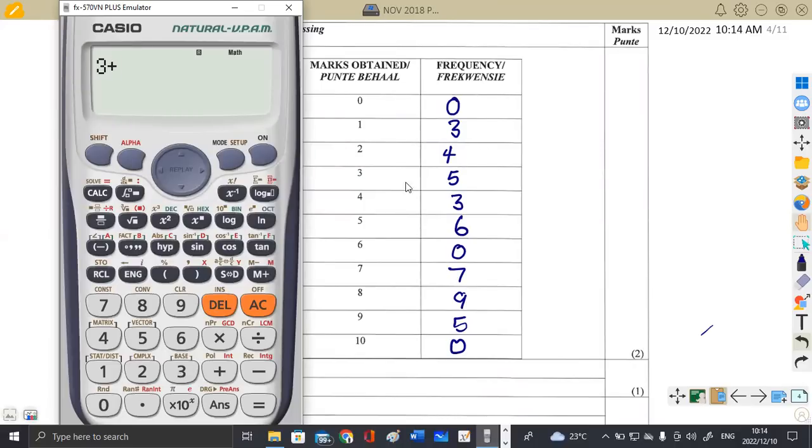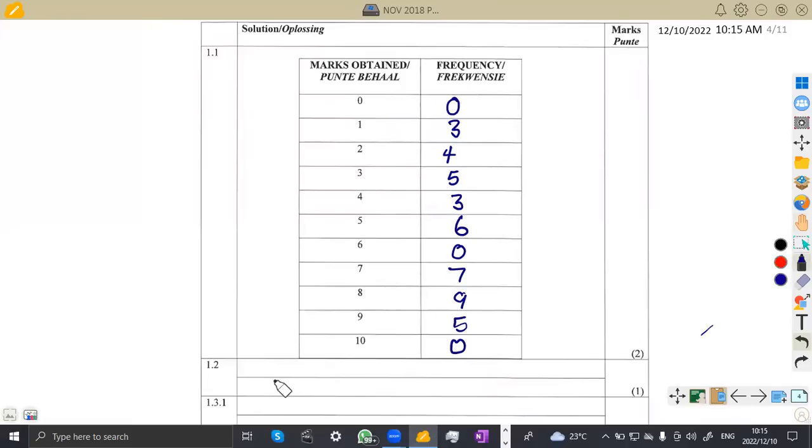That's 3 plus, for this is 0, so there's nothing that we have. So we add 4 plus 5 plus, we move on to 3, plus 6 plus a 7. All right, that's a 7 here, plus a 9 plus a 5. So we've added everything. It adds up to 42. So that is the total frequency that we are obtaining in this case, which is 42. Those are the number of learners who wrote the test.